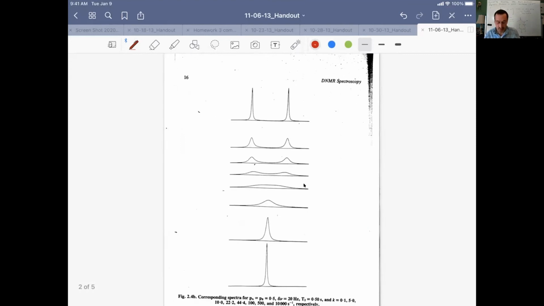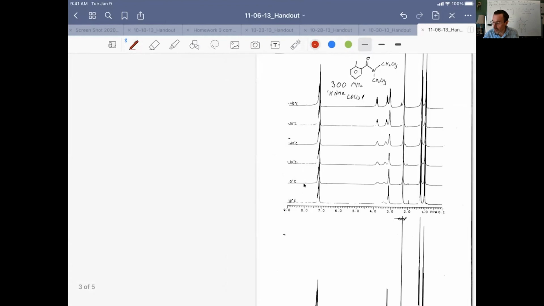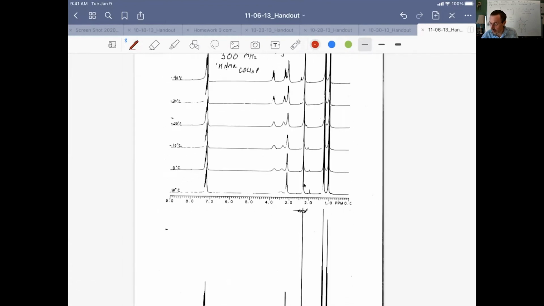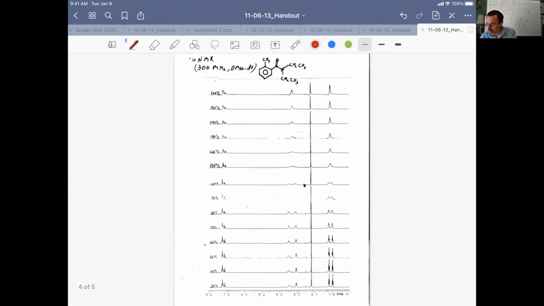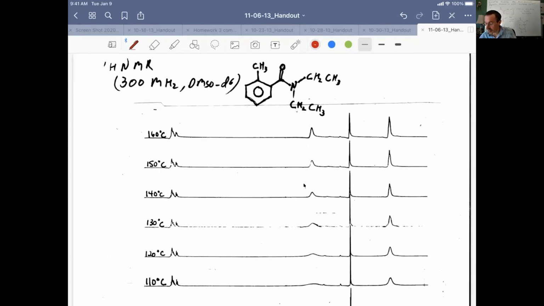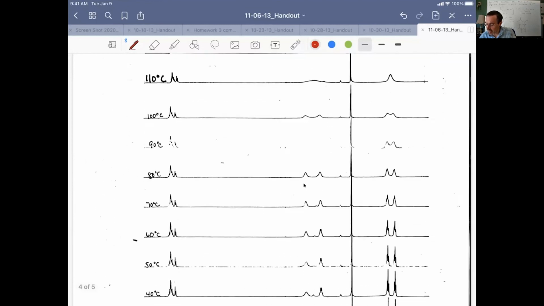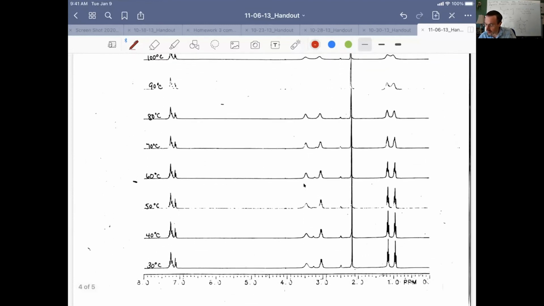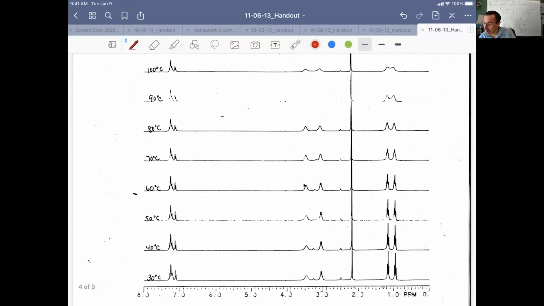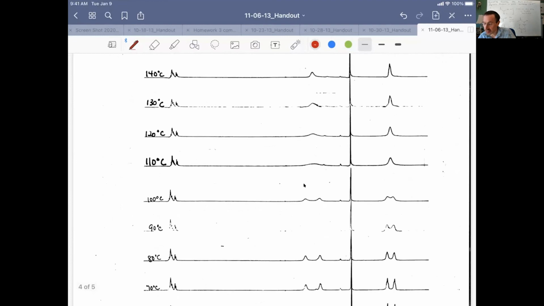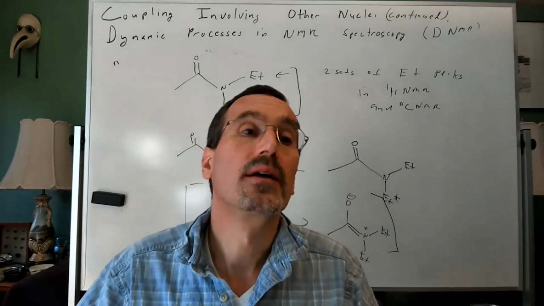This is a simulation, and then I'm just going to preview a real example where on the very last page, you can see another amide with something very interesting going on. As we go from room temperature, you see two ethyl groups, and then as we warm it up, we see that they coalesce. So we're going to pick up with that next time and talk about the energetics of the process.